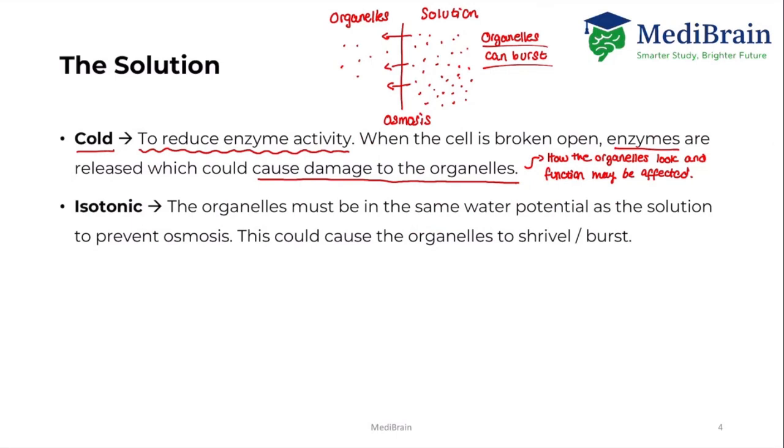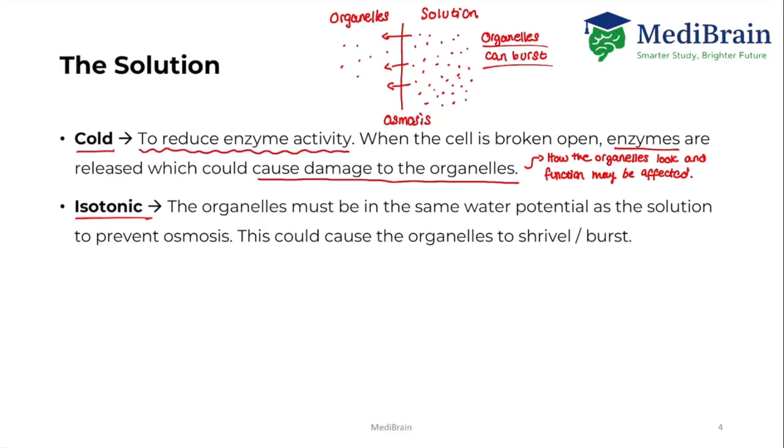So the organelles must be placed in an isotonic solution. The reason why is because we don't want the organelles to be damaged. Again, it's all because we want to prevent the damage to the organelles. We don't want the organelles to shrivel or burst. If water moves into the organelles because of a high water potential of solution, then the organelles will burst. If the solution that we use has a high concentration of solutes and a low water potential, then water will move out of the organelles and it will cause the organelles to shrivel. Okay, and again, that will affect the structure of the organelles, which we don't want.